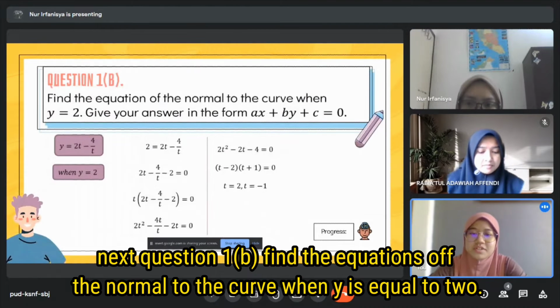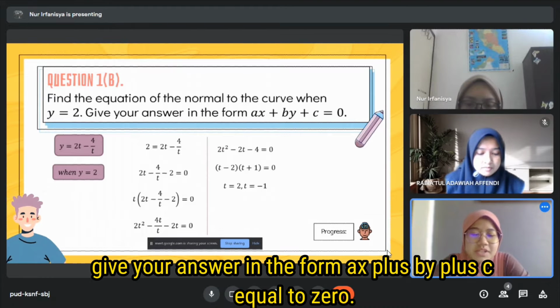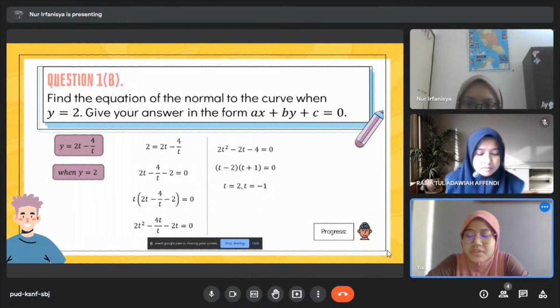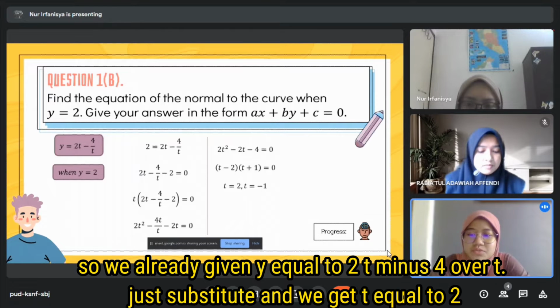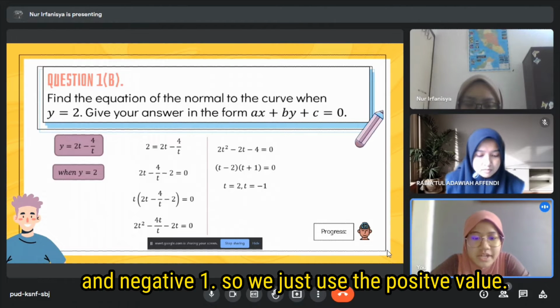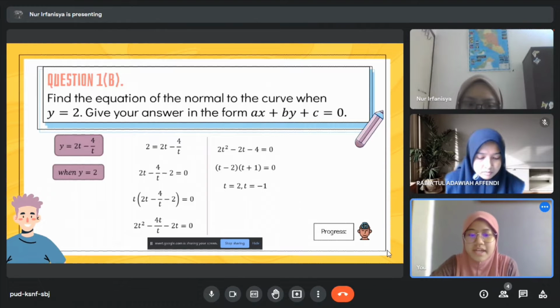Okay, next question, 1b. Find the equation of the normal to the curve when y equal to 2. Give your answer in the form ax plus by plus c equal to 0. So we are already given y equal to 2t minus 4 over t. Just substitute y equal to 2 and we get t value equal to 2 and negative 1. So we just use the positive value.